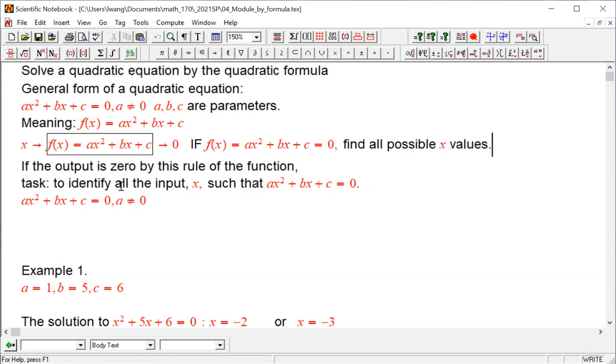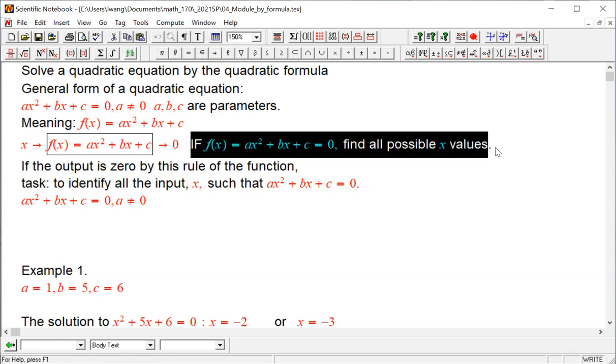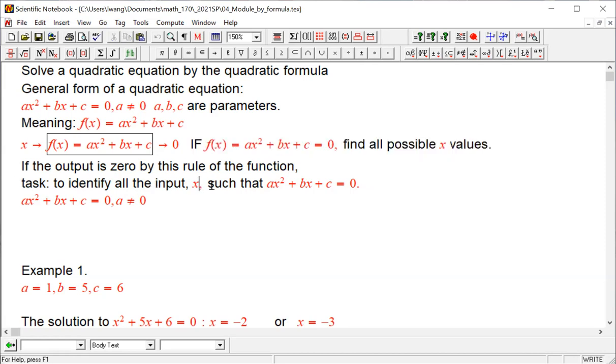Okay, so that's the grammar in this situation. So if the output is 0 by this rule of the function, our task is to identify all the inputs x such that the function is 0. If the function gave us a 0 output.